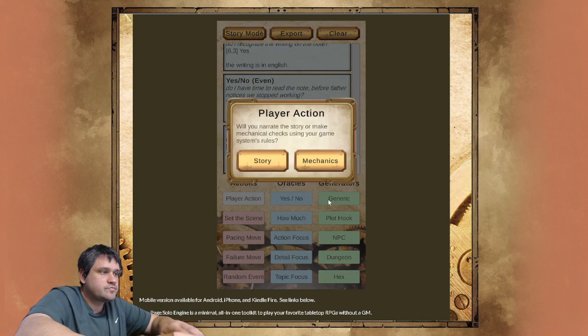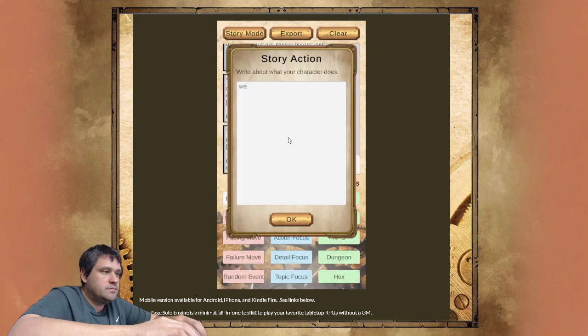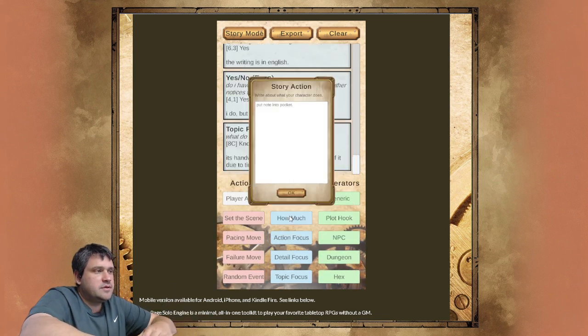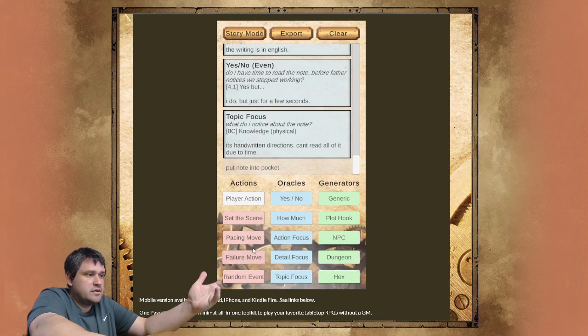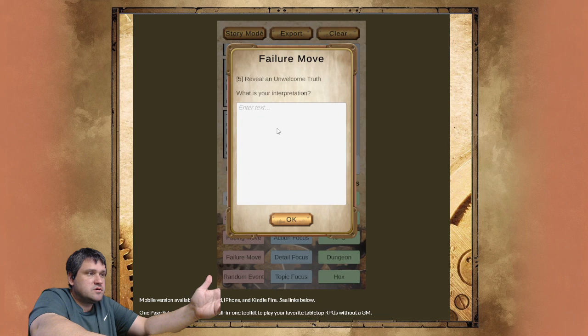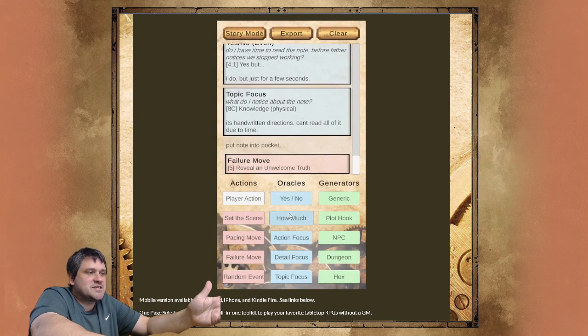So we quickly put the note away and then we get back to work. We put the note into our pockets. So that's our inventory item. That's basically how it works. The pacing move, failure move, we can try the failure move, unwelcome truth. We have a hole in our pocket, and the note goes through the pocket. I don't know, something stupid like that.